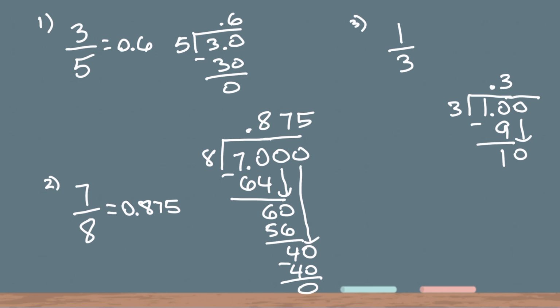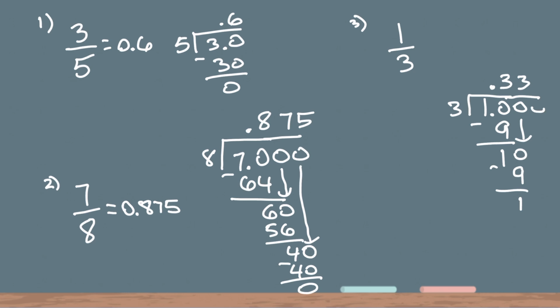And then again, how many times can 3 go into a 10? It's 3 times. So we're going to take 3 times 3 is 9. Subtract that from the 10. Again, we're left with 1. Now you can notice that it keeps repeating. This is one of the problems where it's going to keep on going. So we'll do it one more time.